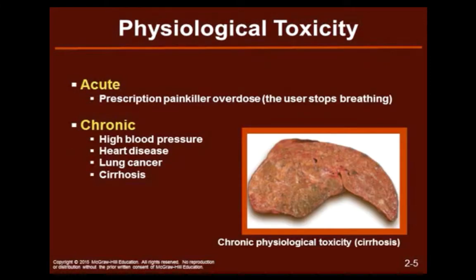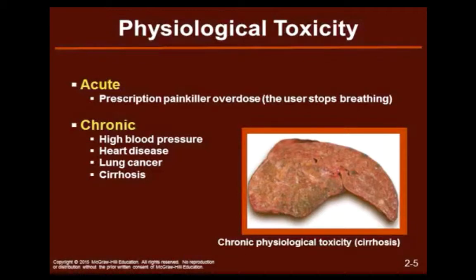Now, when we talk about physiological toxicity, we're talking about the immediate changes in the body, and these can be acute or chronic. So an acutely toxic effect of consuming prescription painkillers could be that they suppress respiration to the point where the user stops breathing. Now, chronic physiological toxicity, this is long-term exposure to the drug, long-term introduction of the substance into the body.